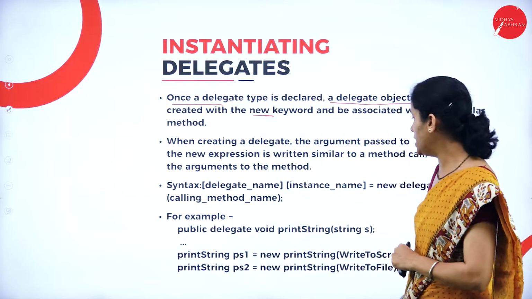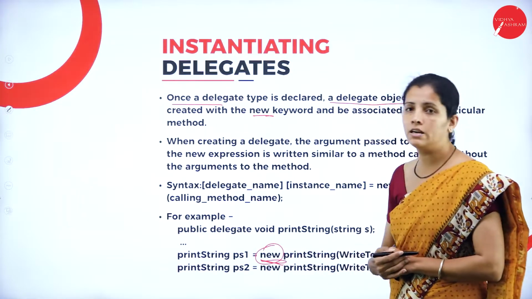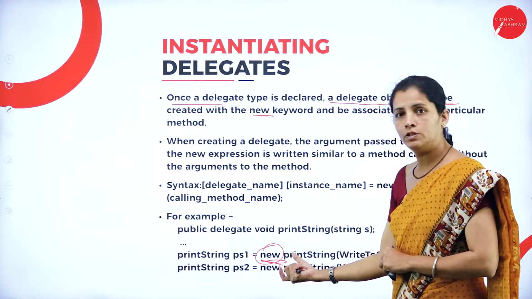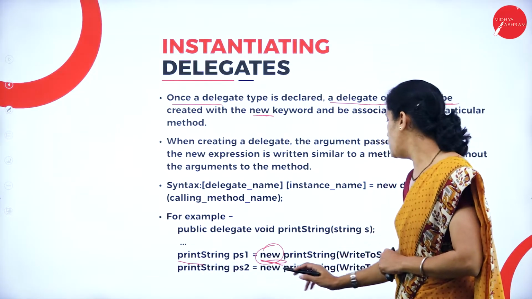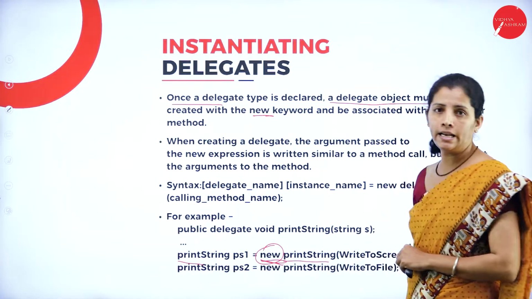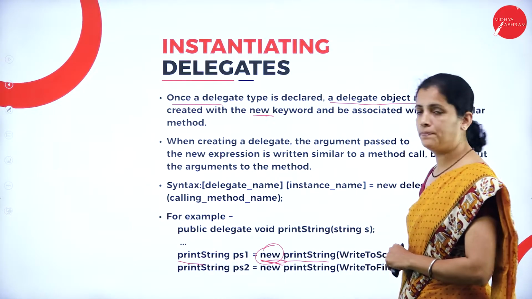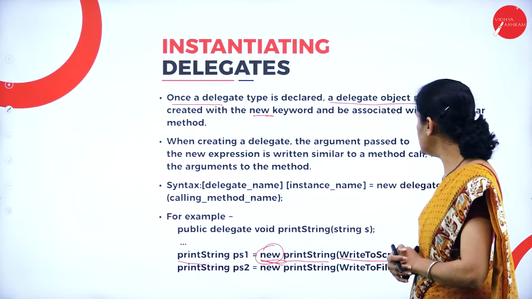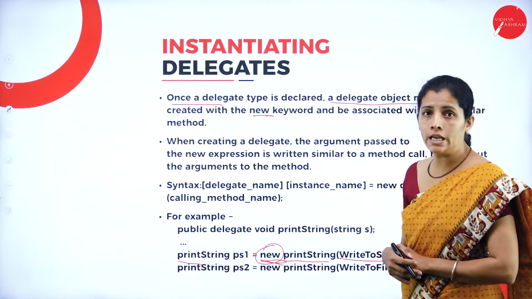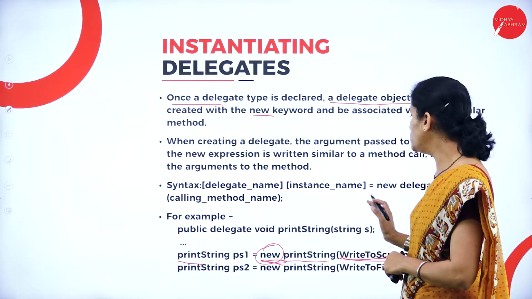That means to create a delegate object, I'm going to use the keyword new. So PrintString ps1, this is my delegate name. Okay, what is my delegate name? That is PrintString. And I'm going to create the reference, that is WriteToScreen. So what is my reference? That is WriteToScreen.